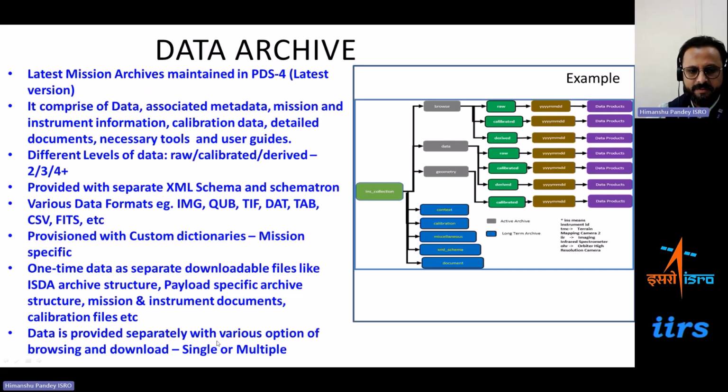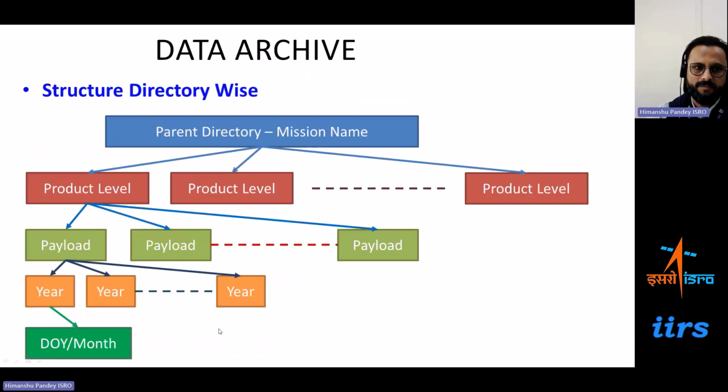And data is provided with various options for browsing and download. You can download a single file or you can download multiple files. This is the structure which I was telling: parent directory, the mission name, then product level, and payload-wise, and then so on.